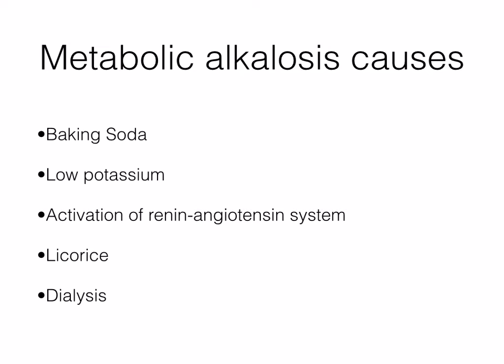Now, when there is activation of the renin angiotensin system, hydrogen ions will be secreted into the nephrons of the kidneys, and they add bicarbonate to the vascular space, to the blood space, making the blood alkaline. So hydrogen ions get secreted into the nephrons, which adds bicarbonate to the blood space, and that's why the blood will start becoming alkaline.